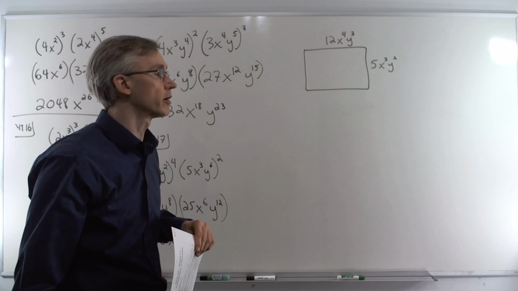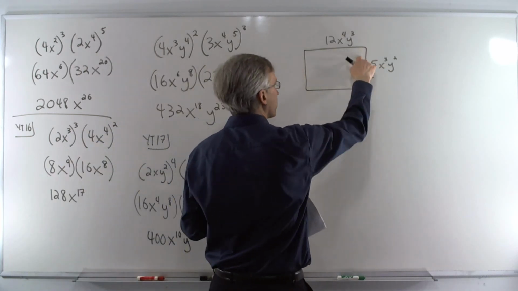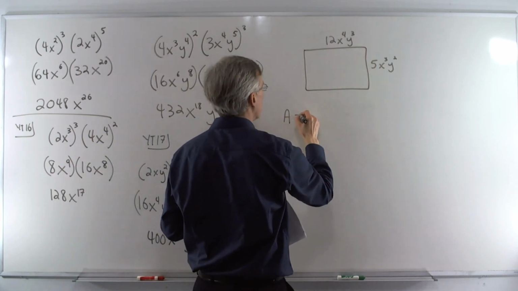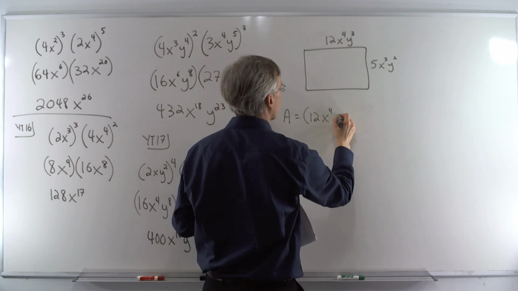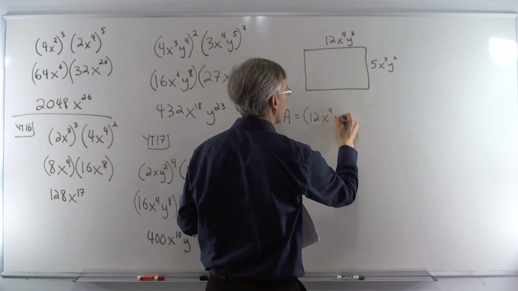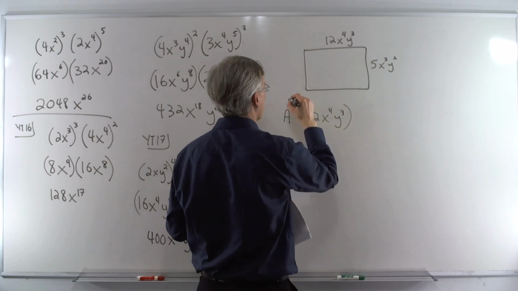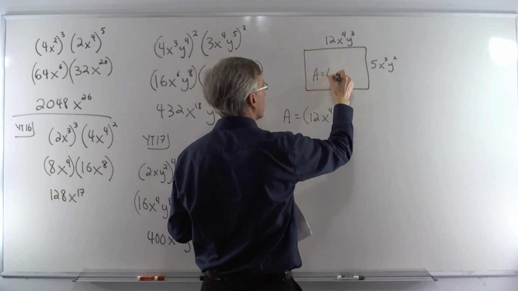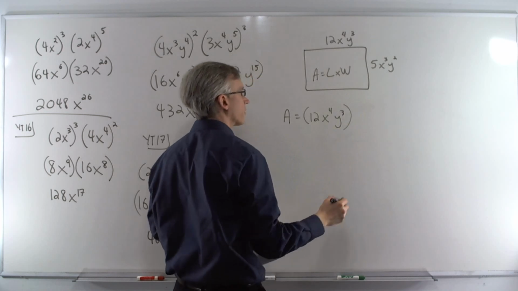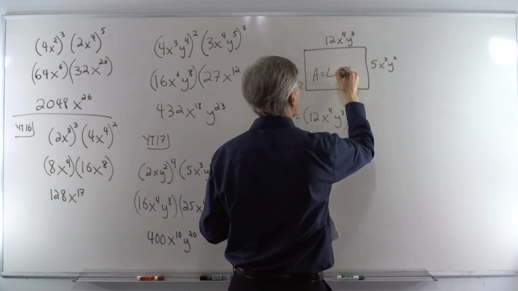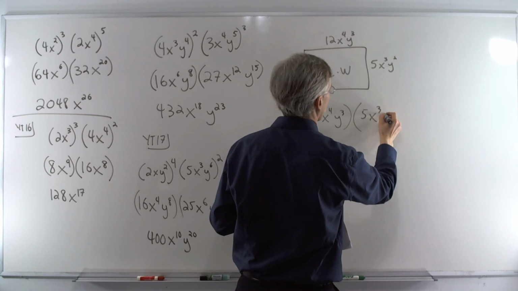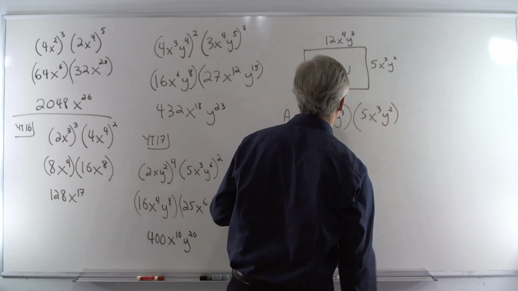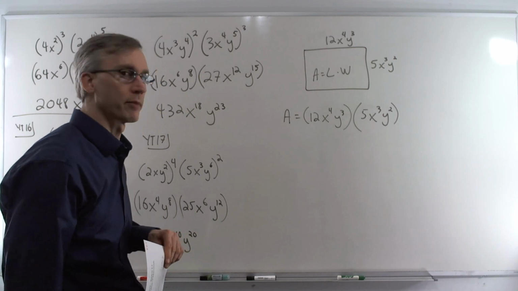So if we want the area, we're going to take the length and multiply it by the width. Right, the area equals length times width. And so we're multiplying those two monomials together.